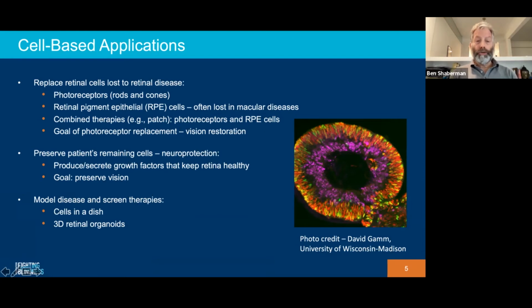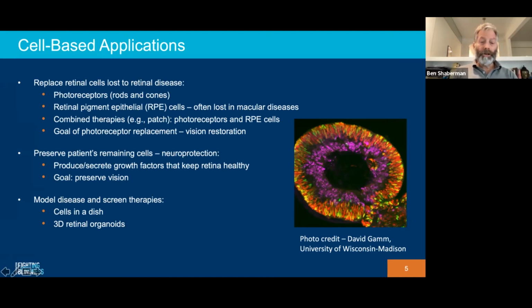Now, another approach that stem cells are used for is called neuroprotection. This is where we're injecting cells into the eyes of patients, but instead of replacing cells that have been lost, these cells release growth factors or proteins that help keep the patient's existing retina healthy. So the idea is that these proteins can slow or even potentially halt the progression of retinal disease. The idea really isn't to restore vision, though some vision may be restored early on in the treatment, but the idea is really to save vision, to preserve vision.